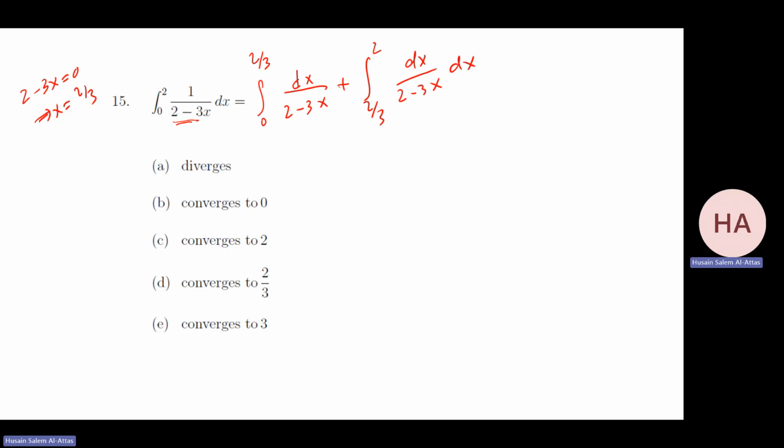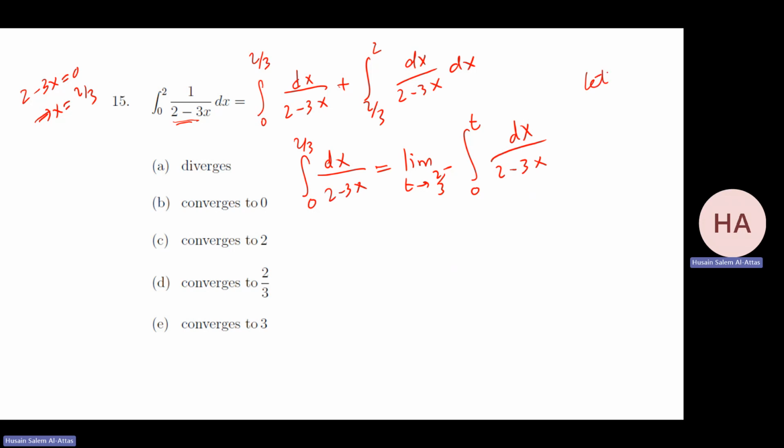Let me take the first one, the first integral. This one will be the limit as t goes to 2 over 3 from the left of the integral from 0 to t of dx over 2 minus 3x. I can do this. Let u equal 2 minus 3x. du will be minus 3 dx, so I need minus 3 and minus 1 over 3 here.